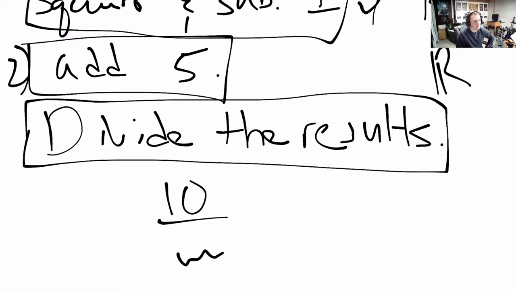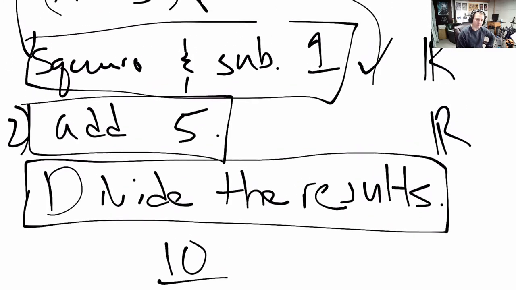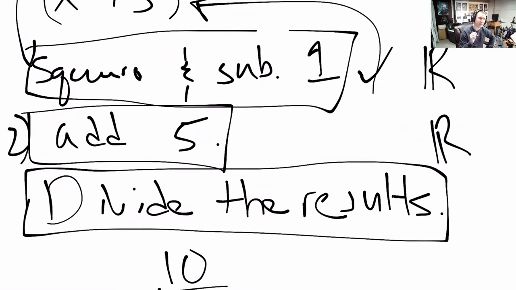0 is the only one. Can't divide by 0. So we need to go back to step 2. And we need to ask ourselves, did something give us 0 when we added 5 to it?